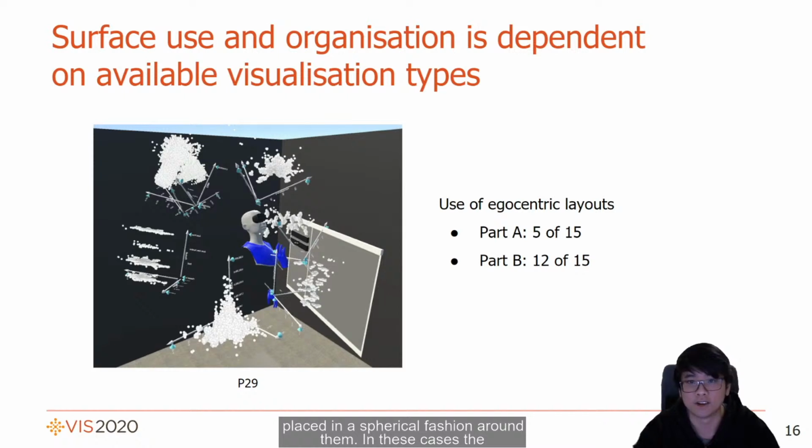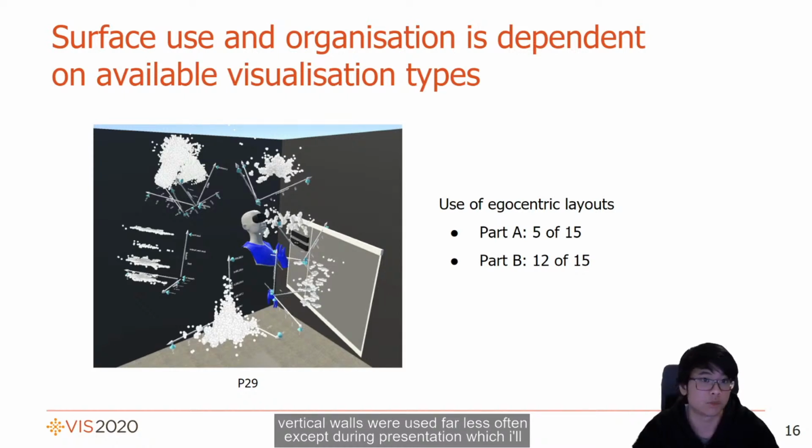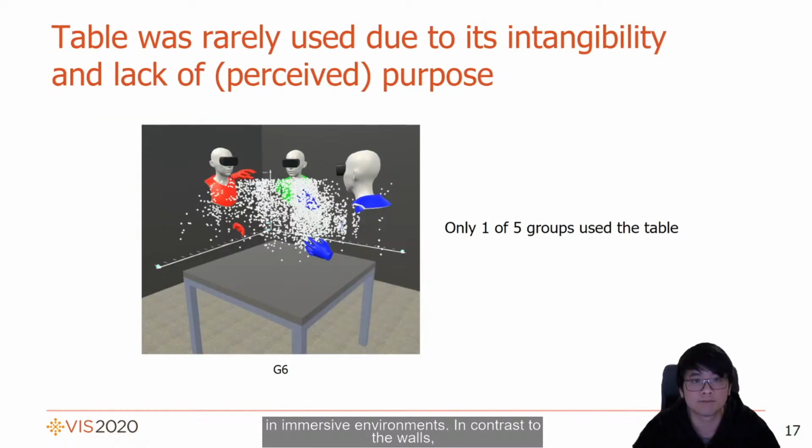In these cases, the vertical walls were used far less often, except during presentation, which I will address later. This suggests that different placement tools and/or functionality is needed to accommodate each visualization type in immersive environments. In contrast to the walls, the virtual table was only used by a single group.